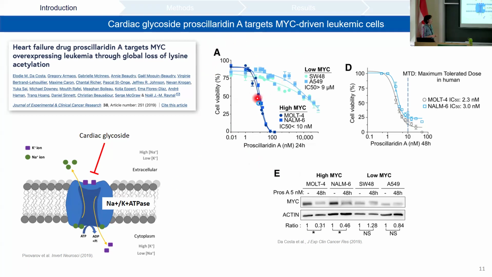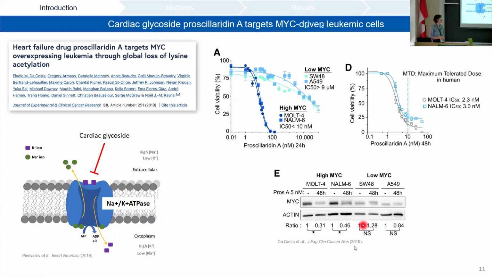proscillaridin A is much more toxic, meaning that the concentration for half inhibition effect is much lower in these high MYC expressing leukemic cell lines than in the low MYC expressing cancer cell line here. Another interesting fact is that after a 48-hour treatment, the IC50 is lower for the leukemic cell lines than the maximum tolerated dose in human, which has clinical properties or applications, sorry.